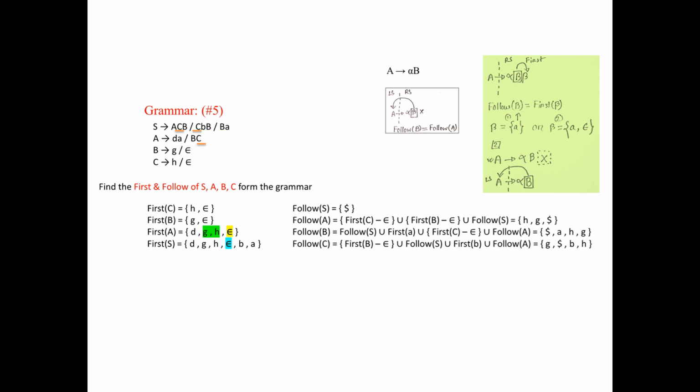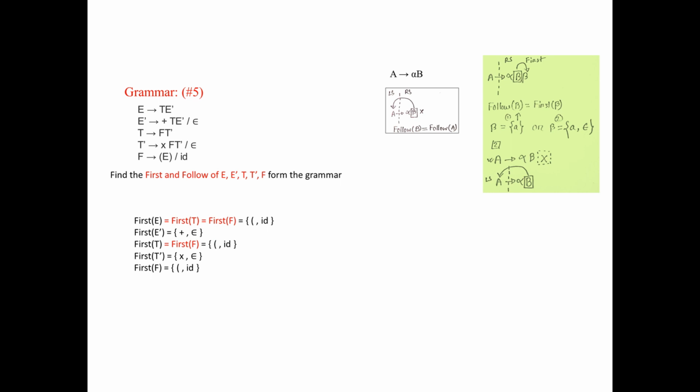So follow of C is all elements of first of B without epsilon, union follow of S, union first of B, union follow of A, which means the set elements are $, G, B and H. Let's try to solve the last example by ourselves.